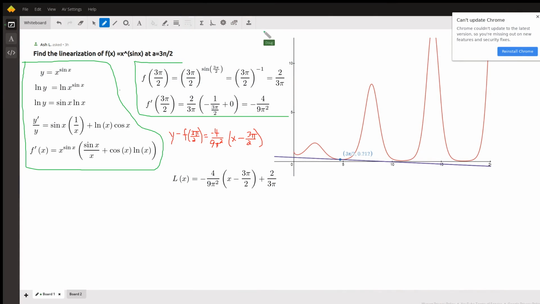Okay, let's see what we've got here. Over to the right, we have a graph of x to the sine of x. That's this red curve. And at 3 pi over 2, this purple line is the graph of the tangent line to the graph of the red x to the sine of x.